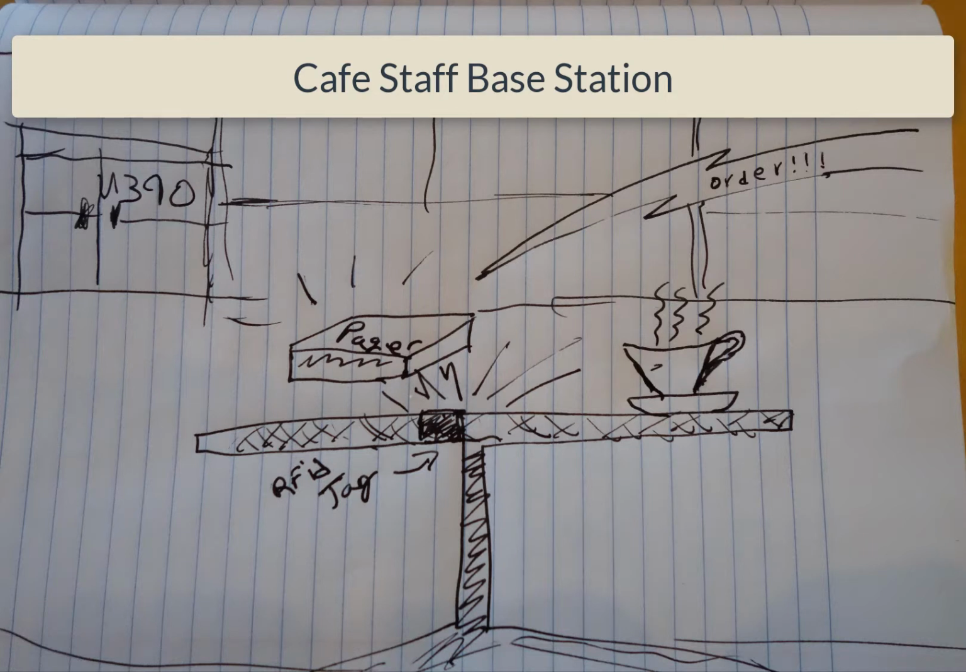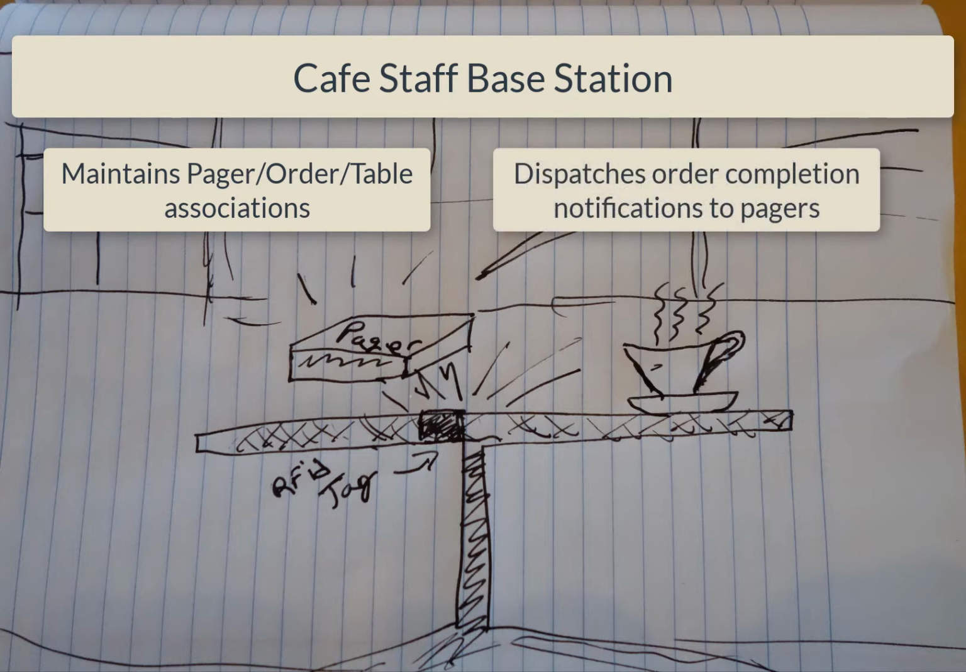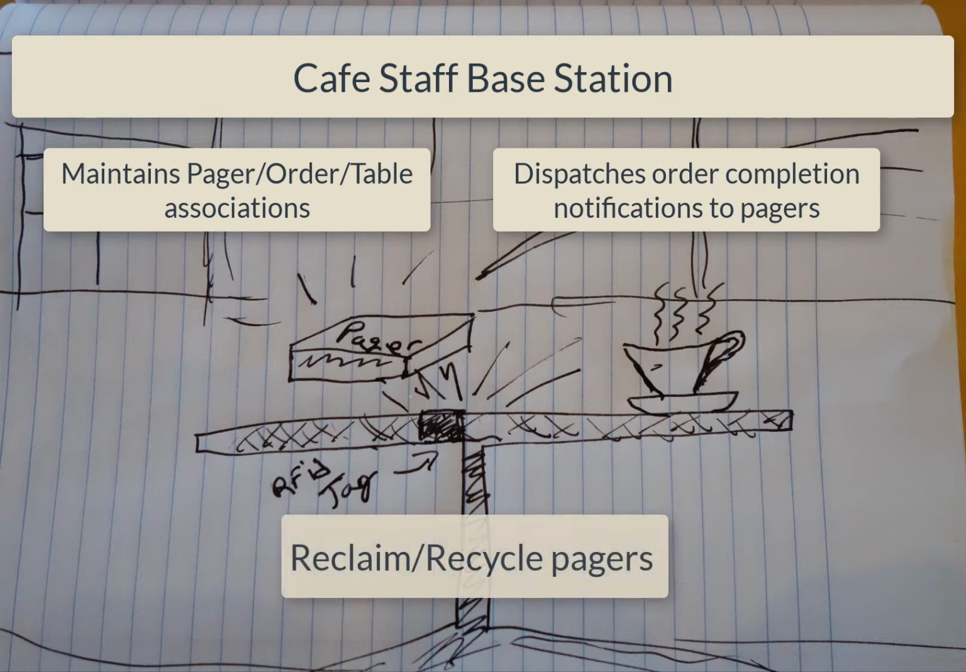The cafe base station is another interesting role. Its responsibilities include maintaining a data structure of pager, order, and table associations, as well as dispatching completed orders to tables and pagers, and then recycling the states of pagers and turning them back over to the point of sale terminals. So this will be a class that grows as we develop more as well.